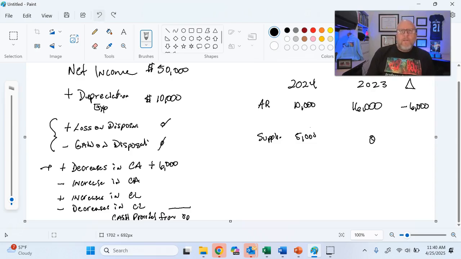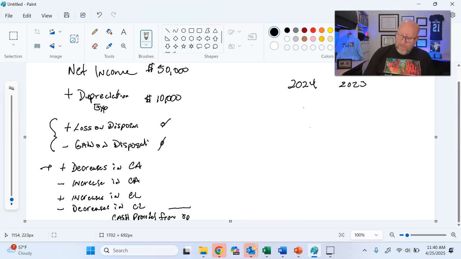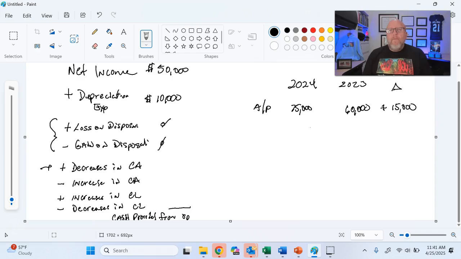Okay, I can erase the current assets and we can start talking about current liabilities, right? The first one that we could talk about would be accounts payable, right? Again, I can have 2023. Let's say that in 2024, my accounts payable was 75,000. And in 2023, my accounts payable was 60,000, right? I clearly have a change in my accounts payable, which went up by 15,000.